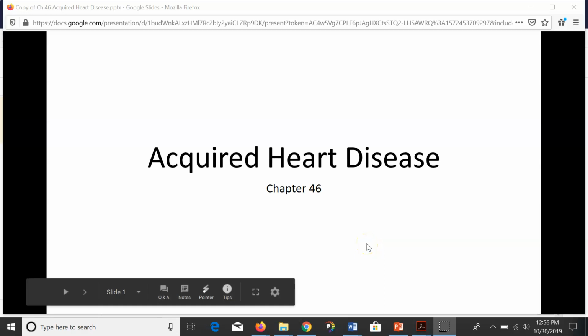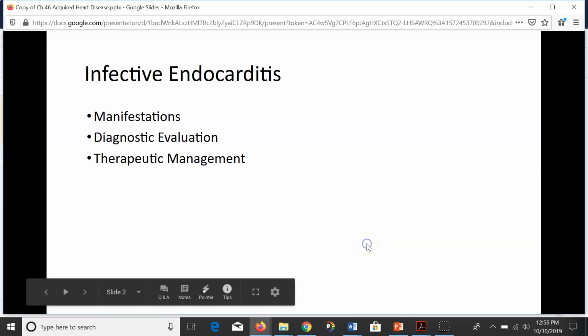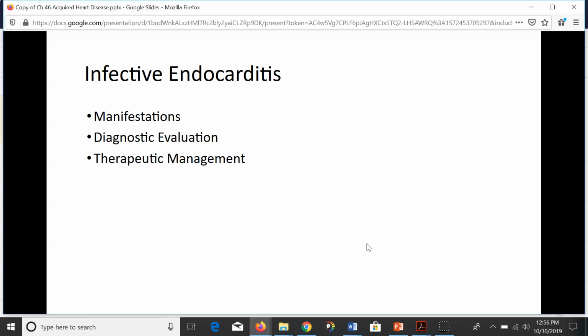Chapter 46, Acquired Heart Disease. Acquired heart disease covers all the conditions that were not present at birth. Children with CHD can develop acquired heart disease. Infective endocarditis is inflammation that happens from an infection of the cardiac valve and endocardium. It's typically caused by a bacteria, but it could be viral or fungal in nature.